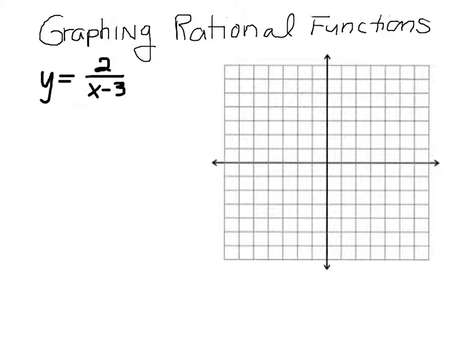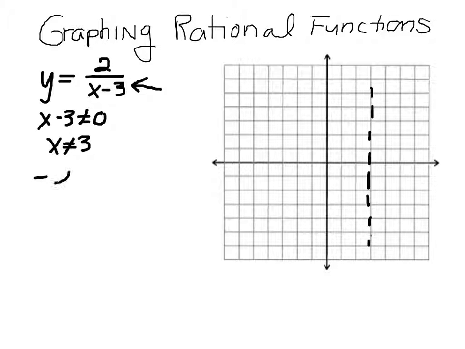So if I'm going to graph this function, the first thing I do is I look at the bottom of the function. The bottom of the function tells me what my vertical asymptotes are going to be. x minus 3 cannot be equal to 0, so x cannot be equal to 3. Therefore, the domain of this function in interval notation is negative infinity to 3 union 3 to infinity.